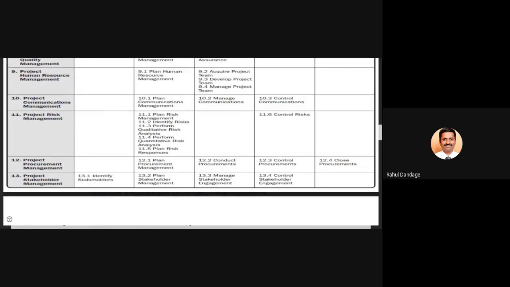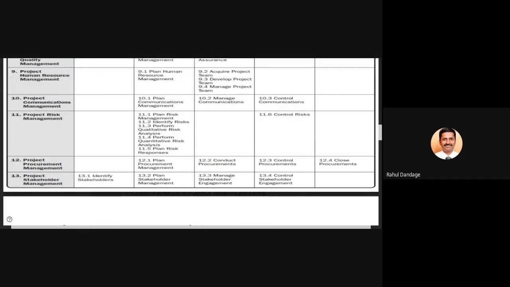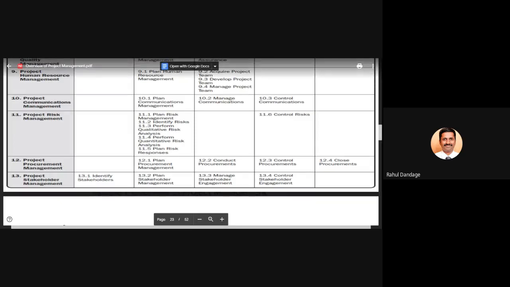Similarly, last, that is project stakeholder management. Identifying the stakeholders is in the initiation phase. Planning the stakeholder management is in the planning process group. Managing the stakeholder engagement is in the executing process group. And controlling the stakeholder engagement is in the monitoring and control process group.